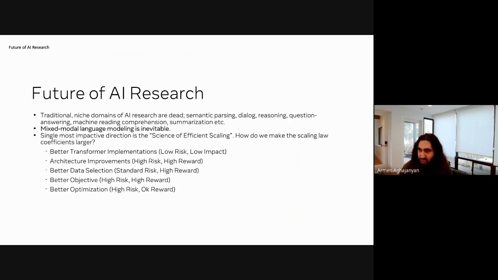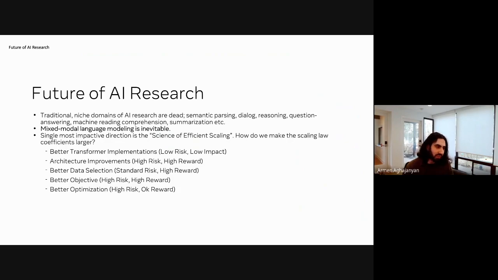Cool. Okay, so this slide usually upsets people, but my claim is that traditional niche domains of AR research are mostly dead. So things like semantic parsing, dialogue, reasoning, Q&A, MRC, summarization, I think pretty much don't exist. I mean, GPT-4 does all of these almost perfectly.